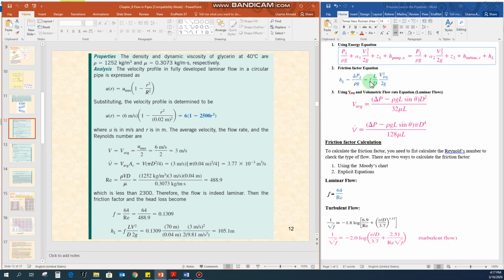So you will put the values for friction factor, length of the pipeline, diameter of the pipeline, average velocity, and gravitational acceleration in this equation, and the head loss value you will get here is 105.1 meter. Now we need to calculate the pressure drop in the pipeline.